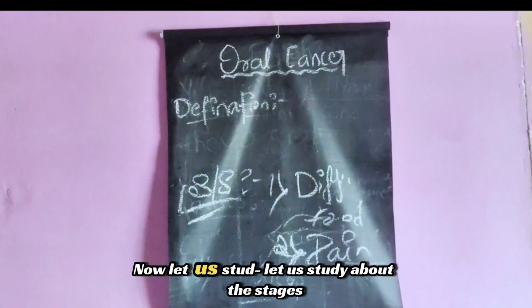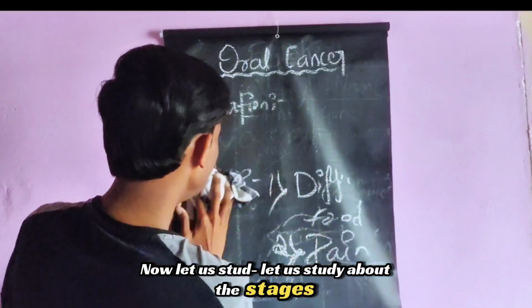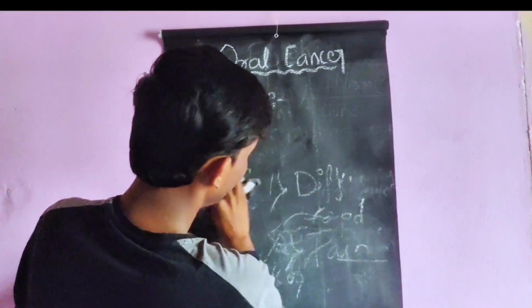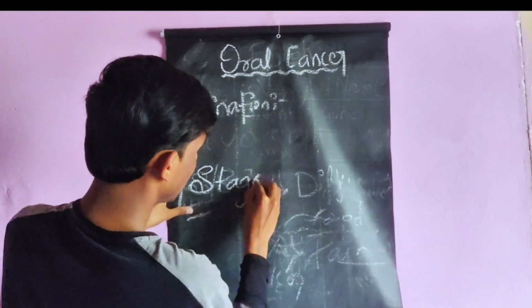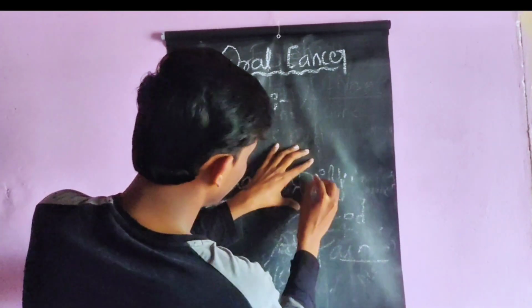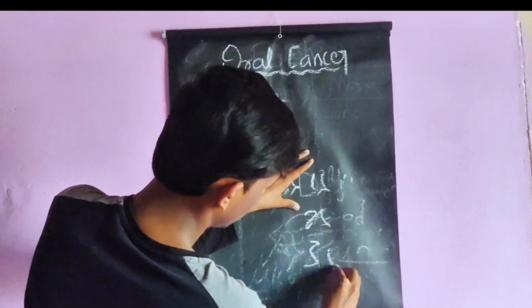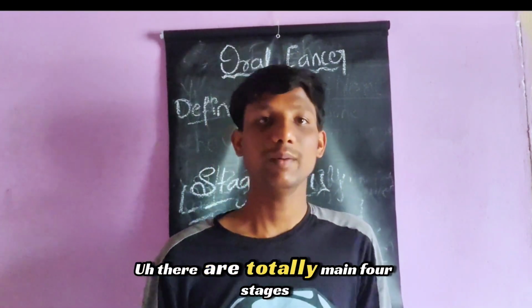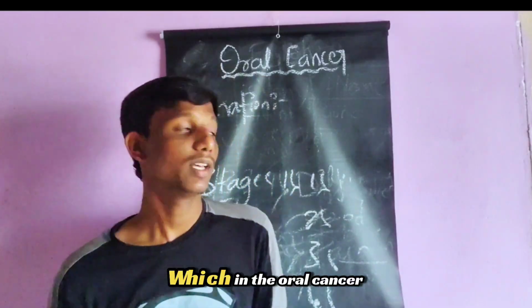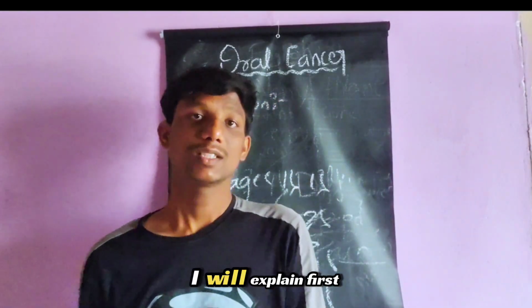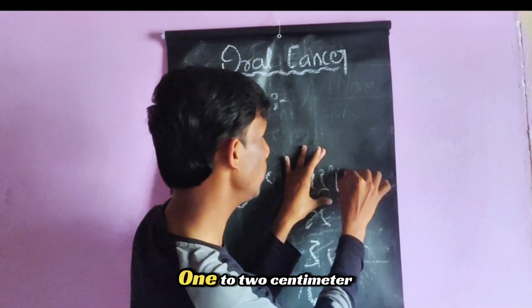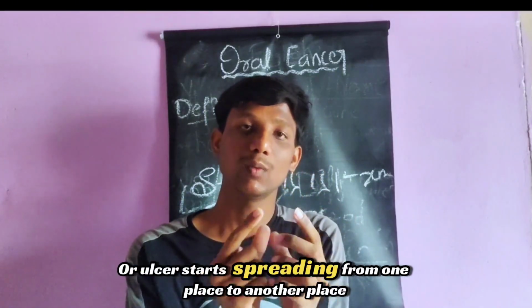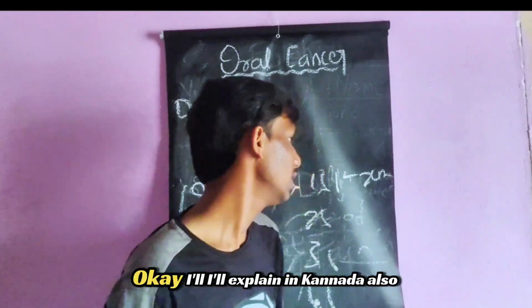Okay. Now let us study the stages of oral cancer. There are four main stages in oral cancer. I will explain the first stage. In the first stage, 1 to 2 centimeters, the oral cancer or ulcer starts spreading from one place to another. Okay, I'll explain in Kannada also.